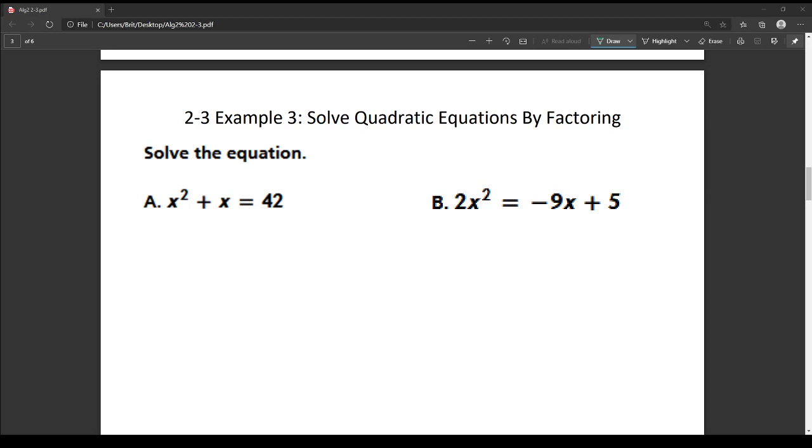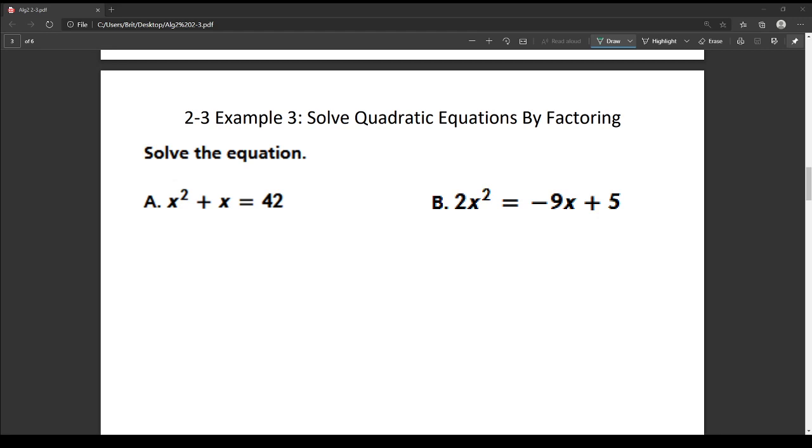In this video I'm covering example 3 from section 2-3 in the SavvasRealize Algebra 2 textbook. So in this example we are talking about solving a quadratic equation by factoring. Now understand that not every expression is factorable, so later on you're going to learn some other methods to solve, but these ones should all be factorable.